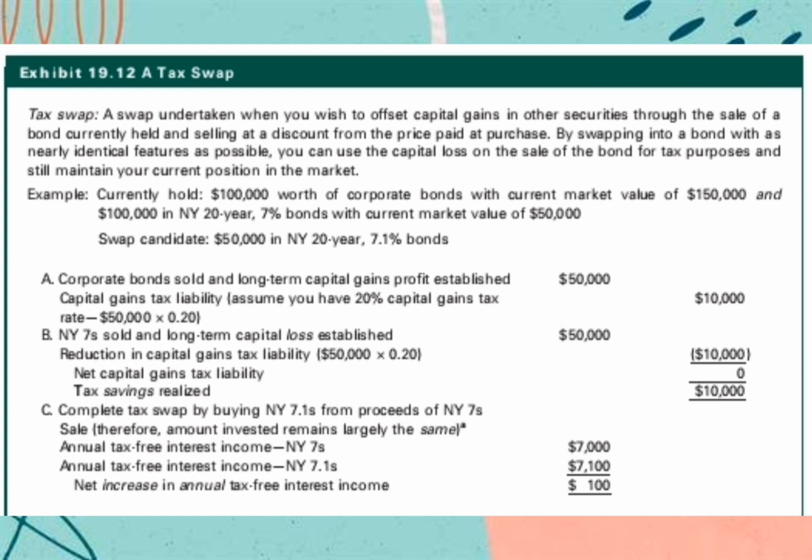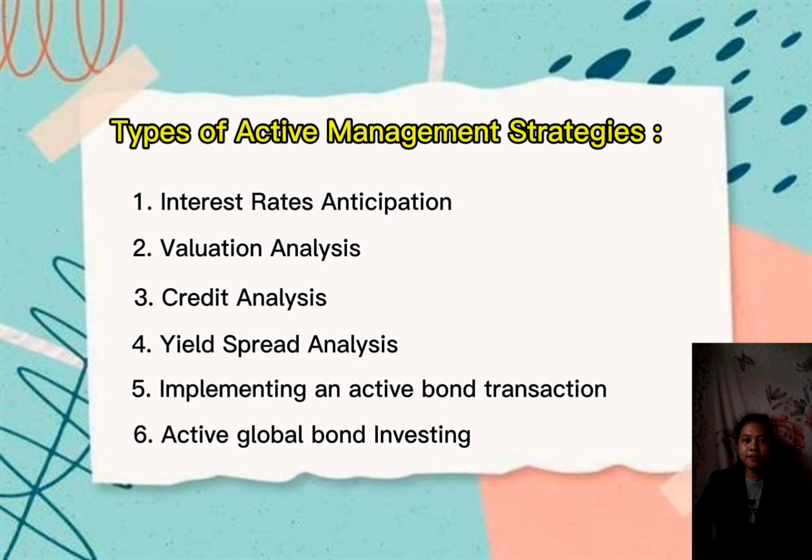Finally, the investor uses the proceeds to buy similar bonds, maintaining the same investment position but with a reduced tax burden. The net result is a $10,000 reduction in capital gains tax liability. Active global bond investing involves buying and selling bonds from different countries in order to take advantage of global market conditions, interest rate changes, and currency fluctuations.